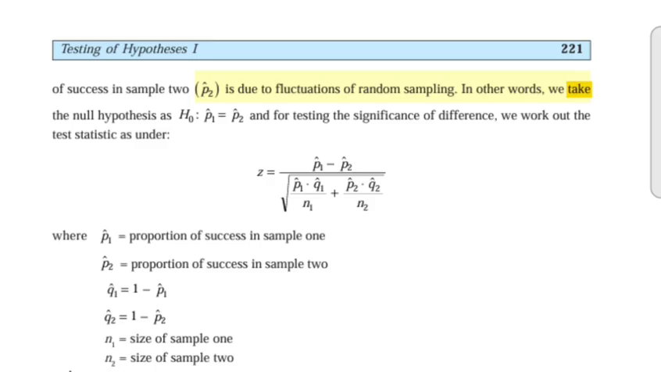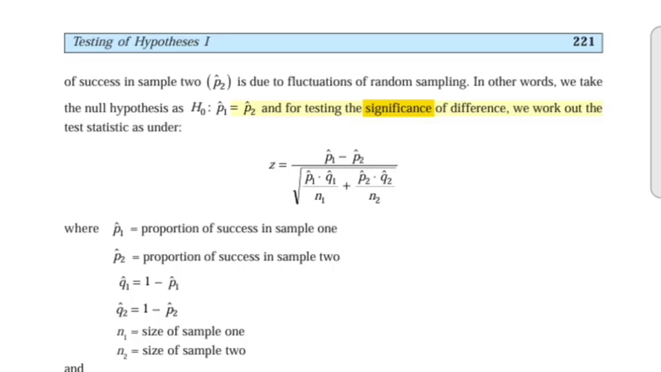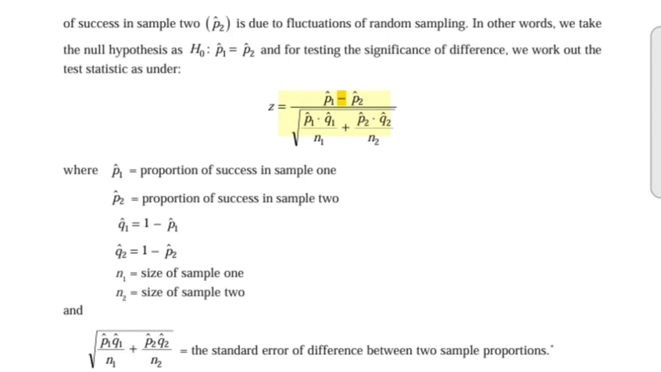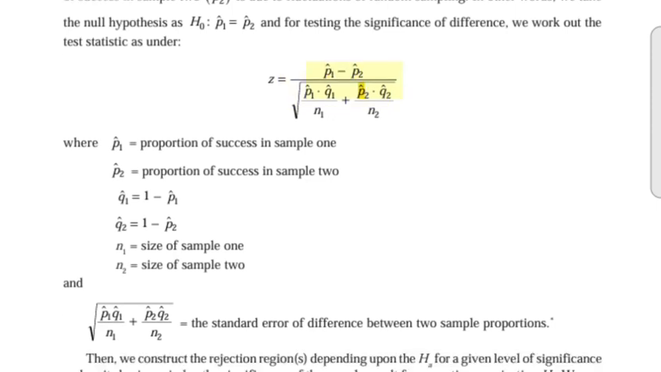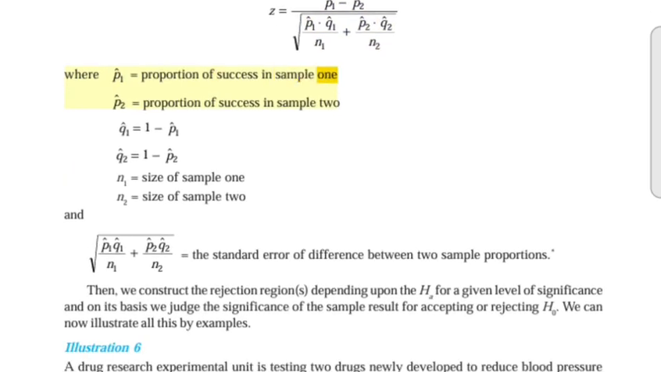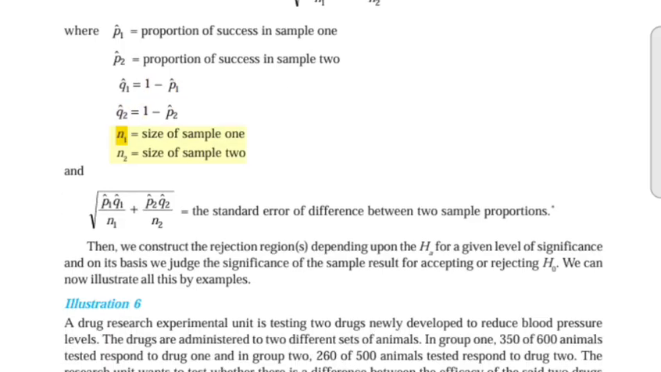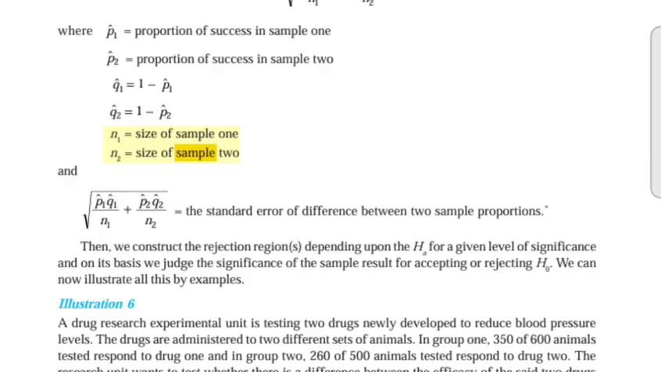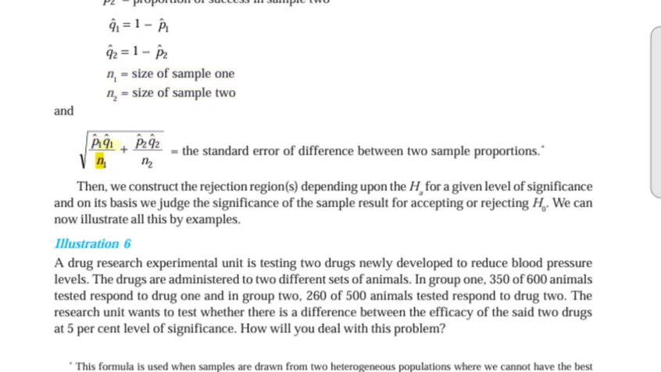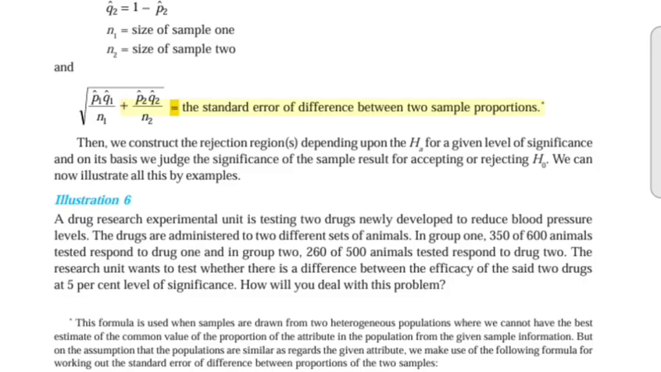In other words, we take the null hypothesis as H0: P1 = P2, and for testing the significance of difference, we work out the test statistic as under. Z = (P1 - P2) / SE(P1 - P2), where P1 = proportion of success in sample 1, P2 = proportion of success in sample 2, Q1 = 1 - P1, Q2 = 1 - P2, n1 = size of sample 1, n2 = size of sample 2, and the square root of (P1Q1/n1 + P2Q2/n2) equals the standard error of difference between two sample proportions.